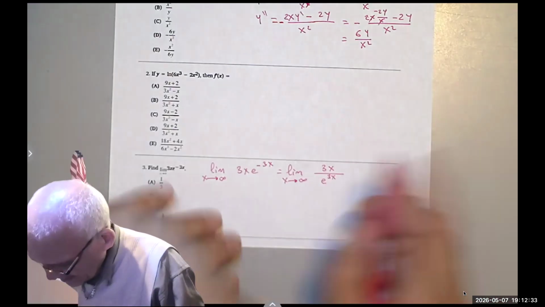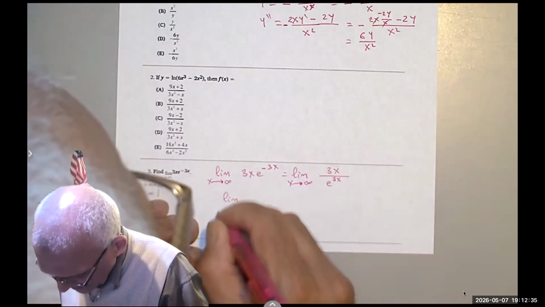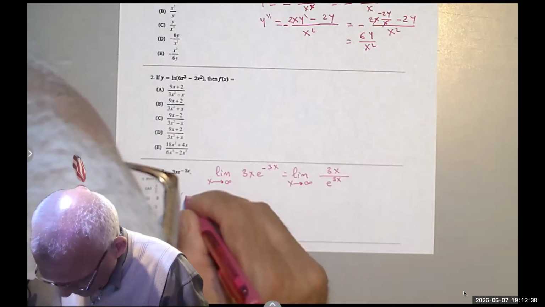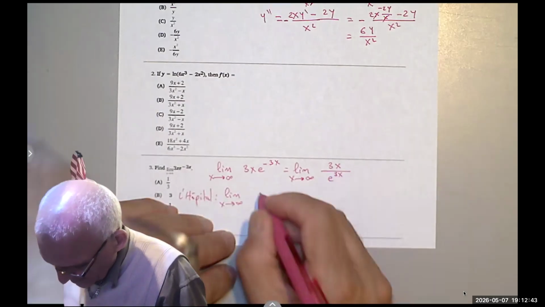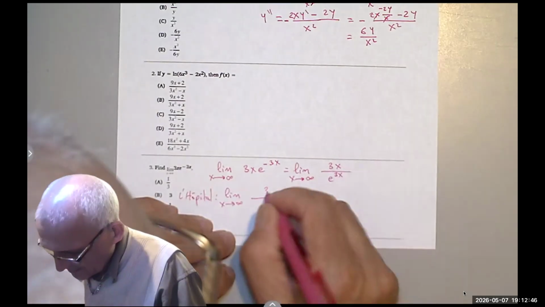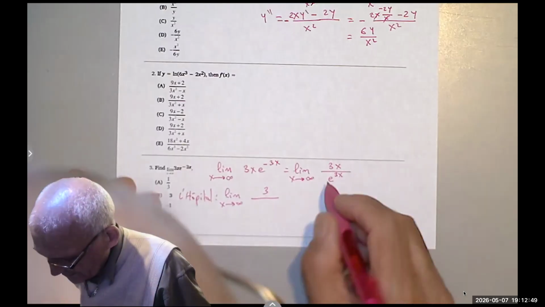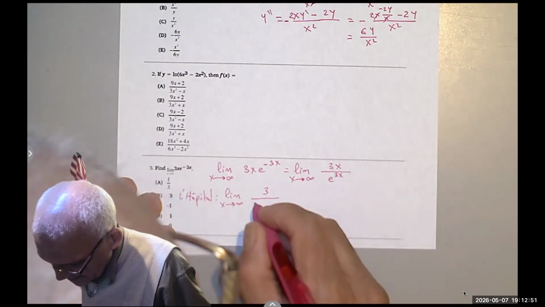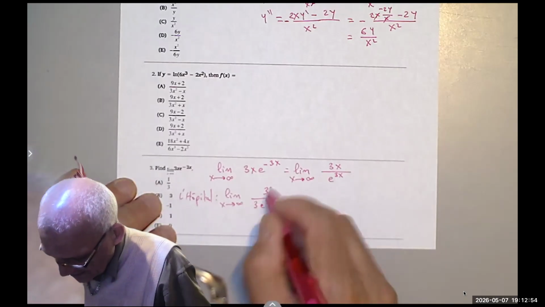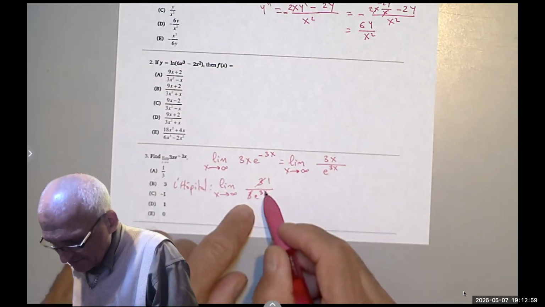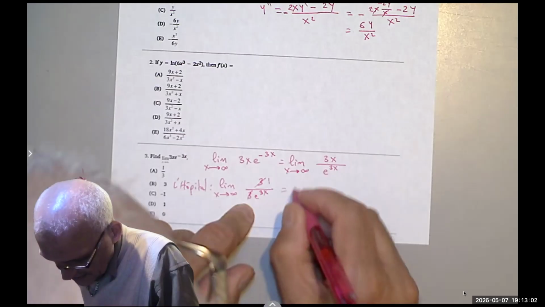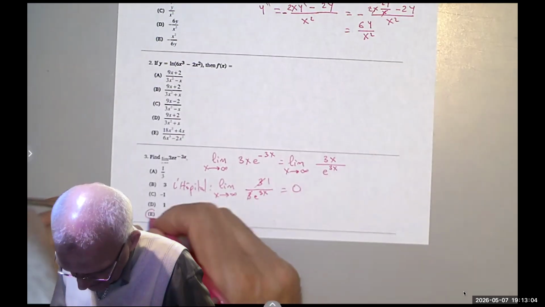So you write L'Hopital. That would be the limit as x approaches infinity. The numerator would be 3, when you take the derivative of 3x. And when you get the derivative of the denominator, you get 3e to the 3x. The 3 and the 3 cancel. E to the 3x. As x approaches infinity, e to the infinity is infinity, and anything over infinity is 0. So the answer is E, 0. We move to number 5.